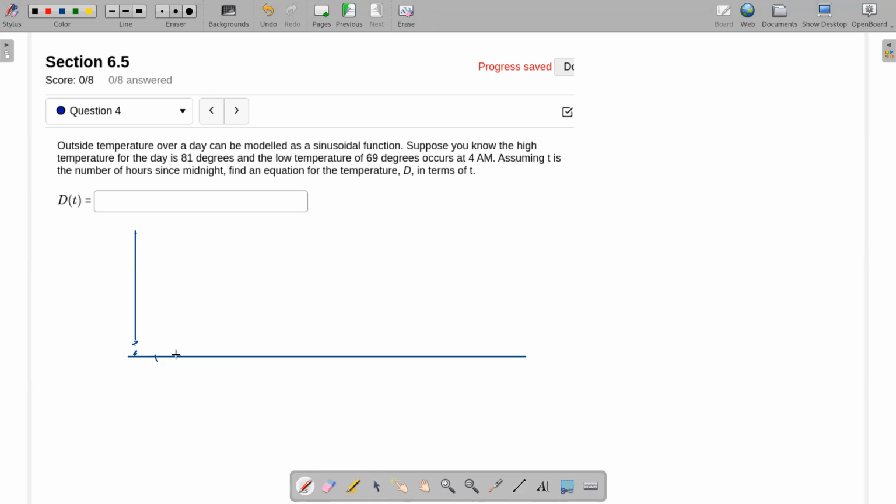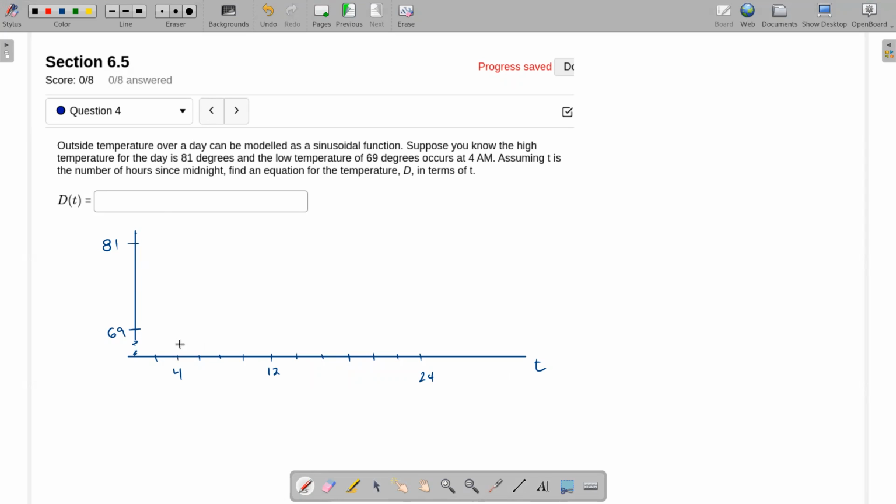So 2, 4, 6, 8, 10, 12, 14, 16, 18, 20, 22, 24. So there's my time since midnight. And then 4 a.m., so 4 hours later, would be right there. That's where the low of 69 is going to happen. So I'm going to put 69 right here, which is why I broke my axis there. And then the high is going to be 81, so let's put 81 up here.